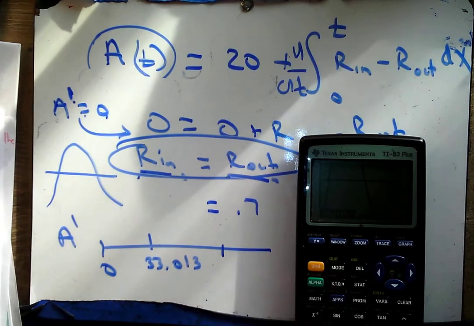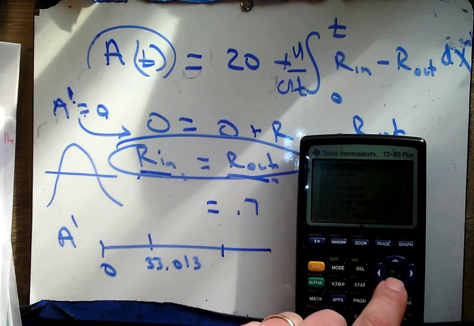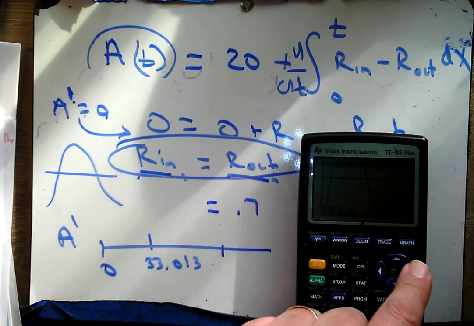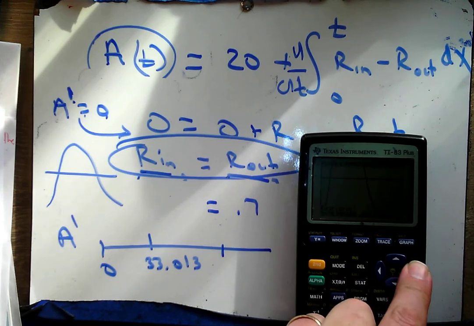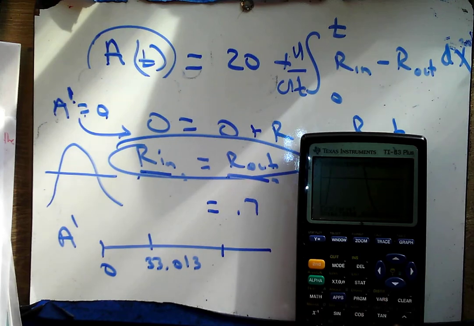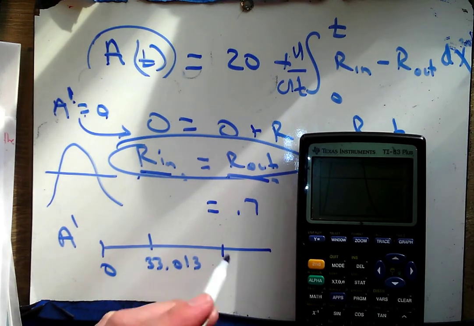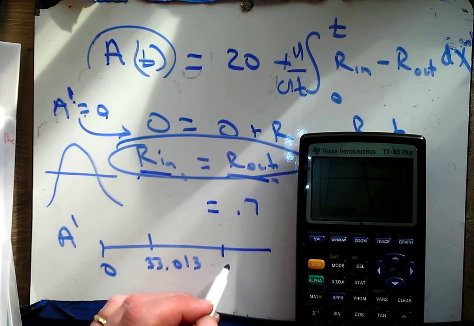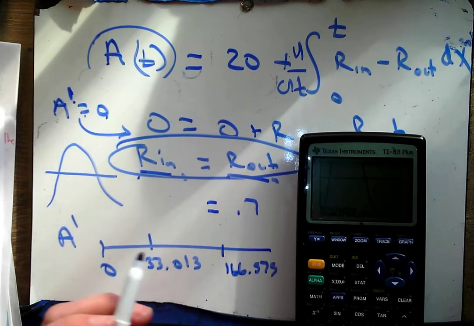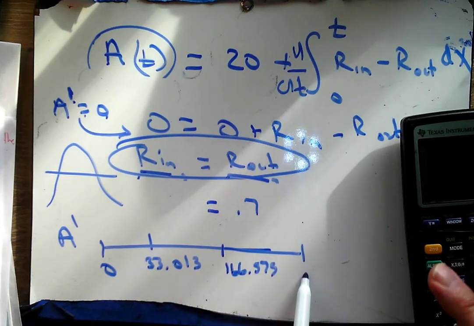And then we have the second point of intersection, second calculate, intersect. And I'm just going to go forward until this y value gets closer and closer to 0.7. Almost there, so close. There it is. 1, 2, 3. And I get 166.575. And then we've got this other end over here at 300.